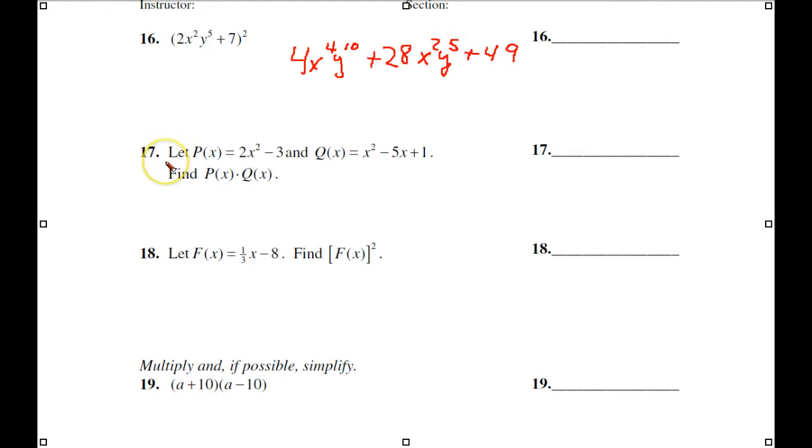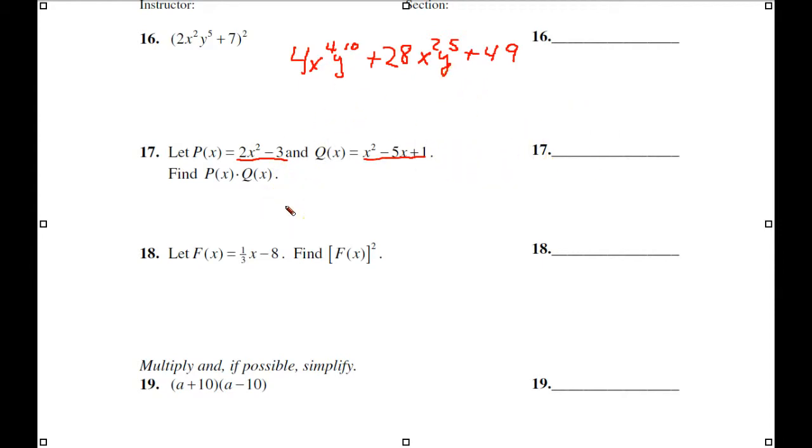All right, number 17 is giving us some function notation, where they're saying the function of x here, p of x, which is this, and q of x, which is that. Find, multiply the function of x, p of x times q of x. You're just going to multiply these two terms. That would be the strategy. And you would set it up vertically, and we've done some like this.